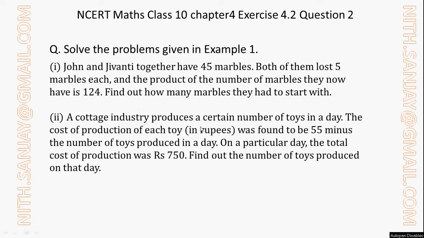The second question is: a cottage industry produces a certain number of toys in a day. The cost of production of each toy in rupees was found to be 55 minus the number of toys produced in a day. On a particular day, the total cost of production was rupees 750. Find out the number of toys produced on that day. Now we will solve both the problems one by one. So let us solve problem number 1 first.